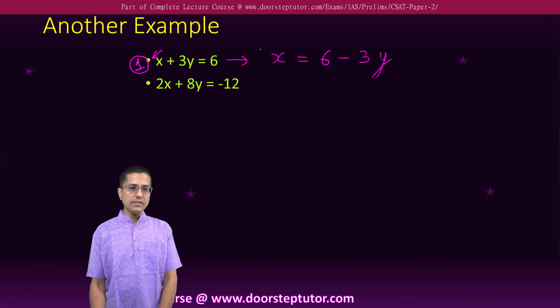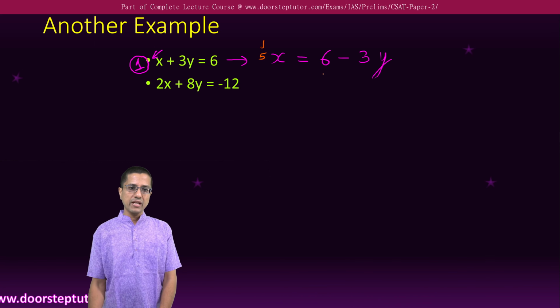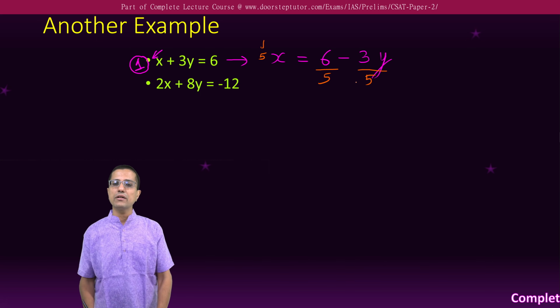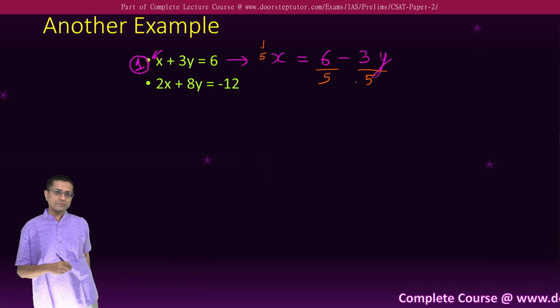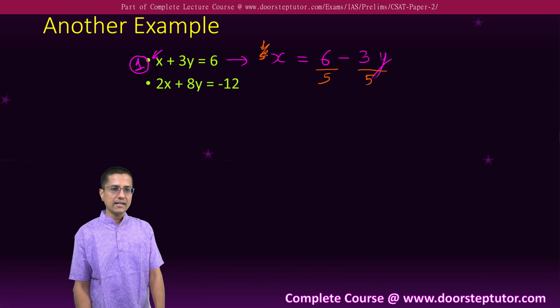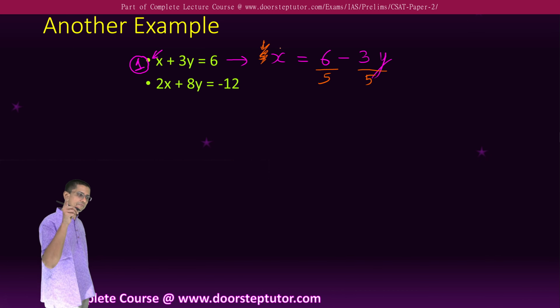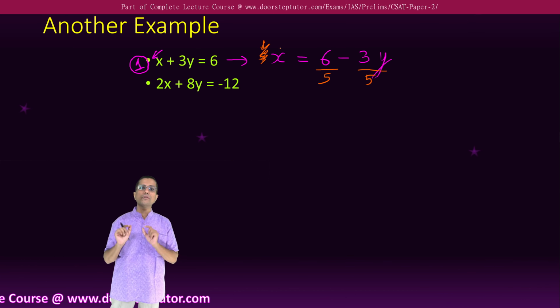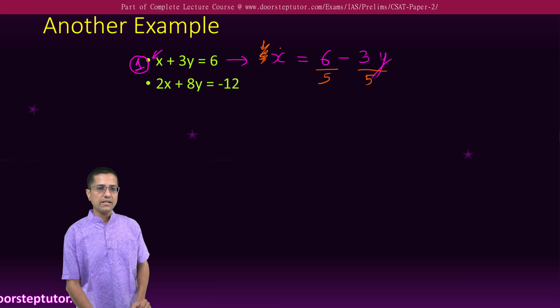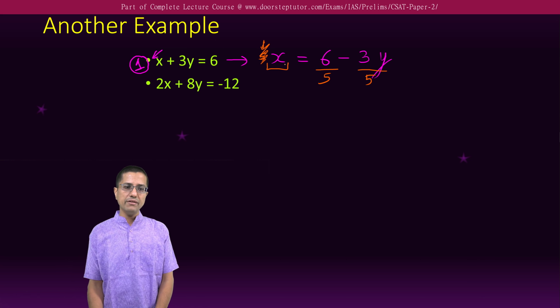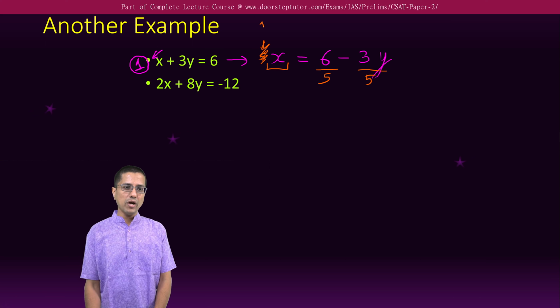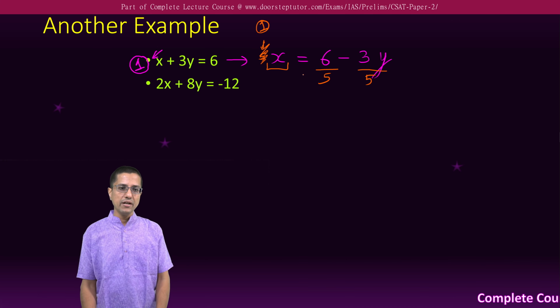If there was a coefficient of x here, let's say a coefficient of 5, then I would need to move this 5 to the other side and I would get fractions, which is of course not desirable. So to create an equation in x, to express x in terms of y, I would have fractions, and that is something I really don't want. So as long as the coefficient of one of the variables in one of the equations is equal to 1, meaning there is no coefficient, we can use substitution.